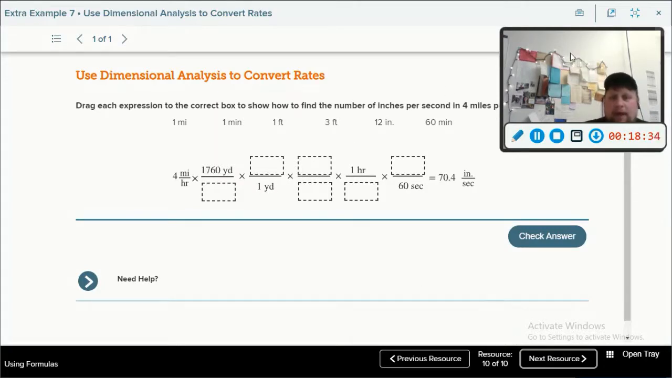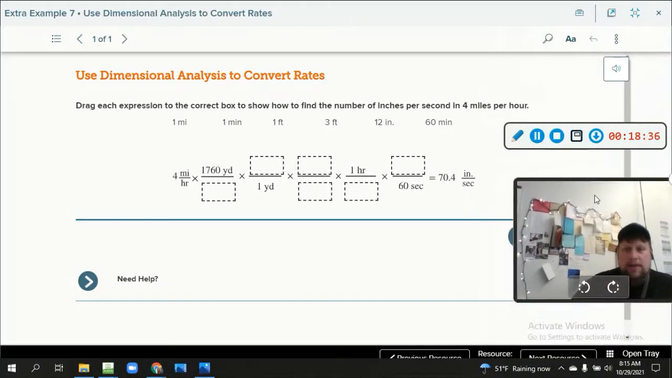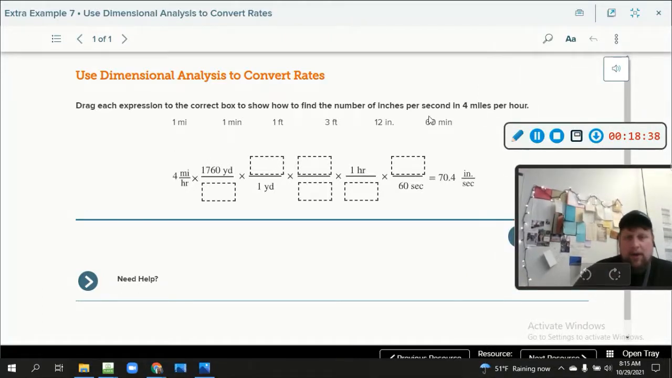Okay, now this is going to use dimensional analysis. I want to find out how many inches per second 4 miles per hour is. So now here's the problem. I not only want to change the units in the numerator, I want to change them in the denominator. When you do this, we're going to do it 1 unit at a time.